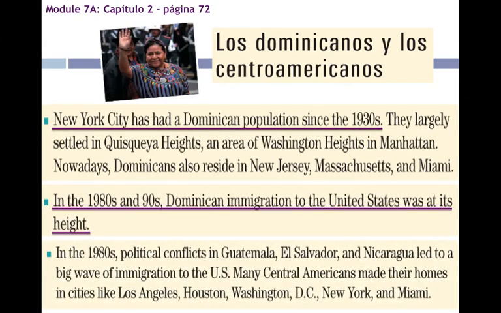In the 1980s, political conflicts in Guatemala, El Salvador, and Nicaragua led to a big wave of immigration to the U.S. So this is where we get the Centroamericanos. These are all, of course, countries in Central America. Many Central Americans made their homes in cities like Los Angeles, Houston, Washington, D.C., New York, and Miami.